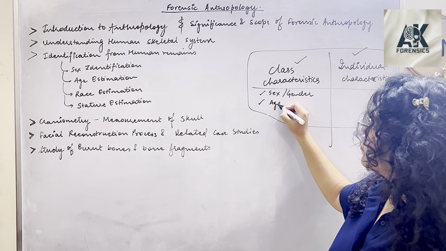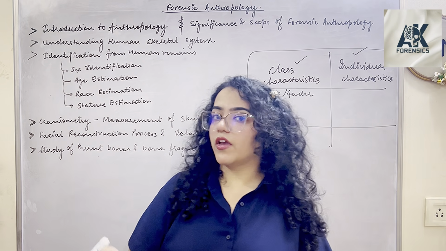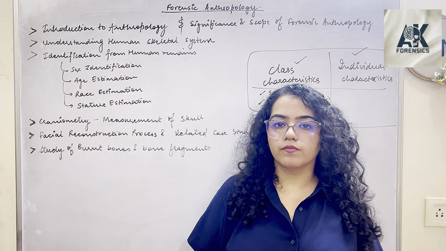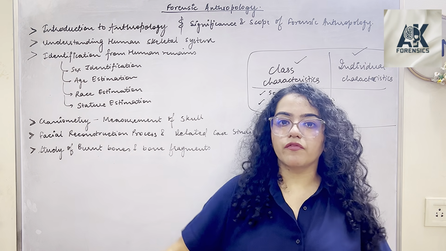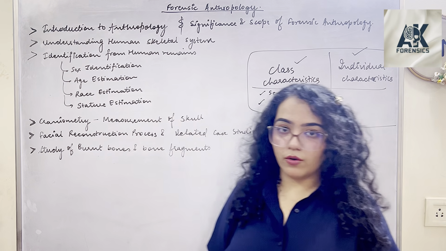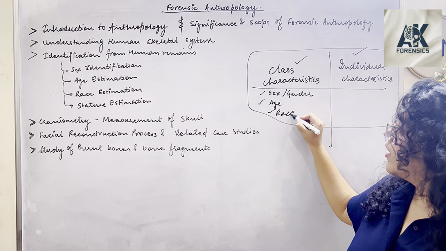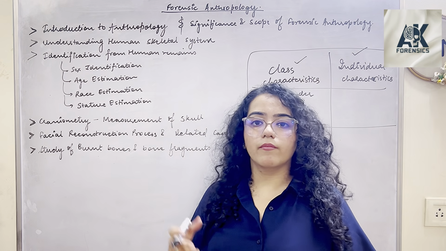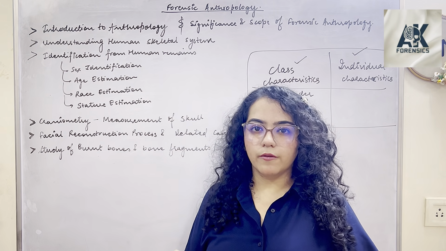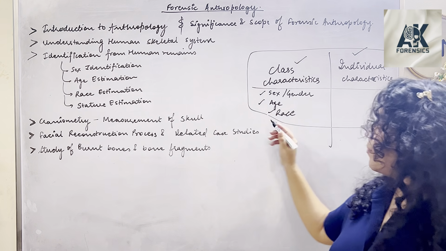The age is also a class characteristic. If I tell you that the skeleton we have recovered from the scene of crime belongs to an individual who might be between 18 to 22, there are millions of individuals on this planet in this age group. Who does the skeleton belong to? It is again a class characteristic. We talk about race. If I tell you that the skeleton we have received from the scene of crime must be of a Mongoloid person, which Mongoloid? Right? There are so many individuals.